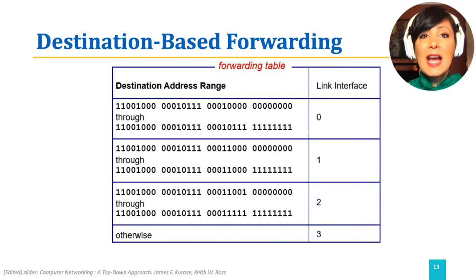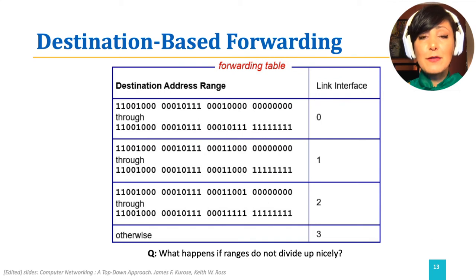If the destination address is in the second row, it will use the outgoing port 1. If within the third row, it will use the outgoing port 2. And if it is not within any of the given ranges in the previous rows of the table, it will use the default path for all other destinations, which is the outgoing port 3, depicted by otherwise in the last row. In this table, the ranges have been selected so nicely, dividing the range covered by the last 2 bytes.